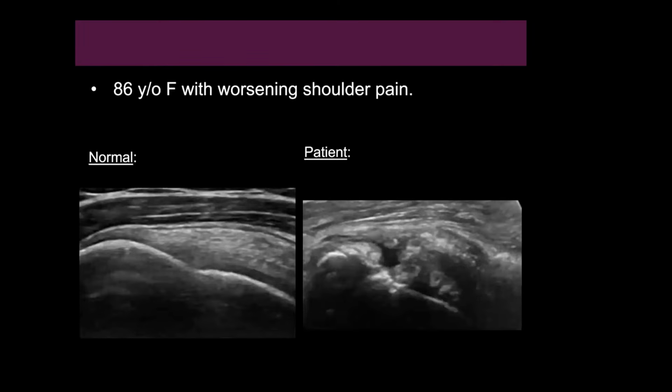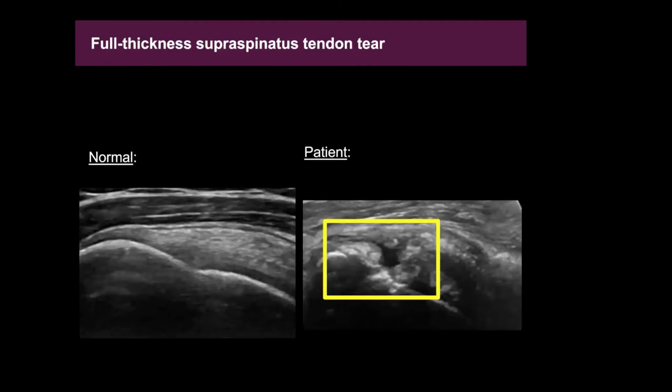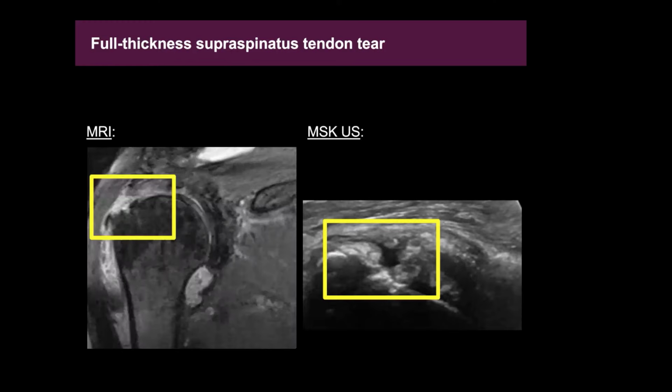So I have a normal ultrasound image on the left-hand side of the screen and the patient's ultrasound image on the right-hand side of the screen. And you can see how there's a distinct difference between the two images. On the right-hand side of the image, you're seeing this anechoic focus between the footprint of the greater tuberosity and the supraspinatus tendon. And this patient had a case of full thickness supraspinatus tendon tear. And when you have a tear in the body, you create a potential space that's going to be filled up with fluid. And that's basically what we're looking for in this case. We're looking for that anechoic fluid that's filling up that potential space created by that supraspinatus tendon tear.